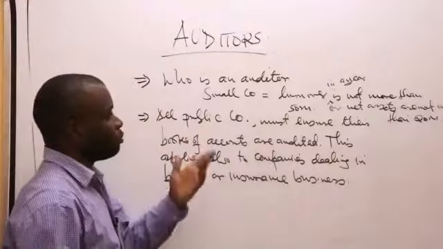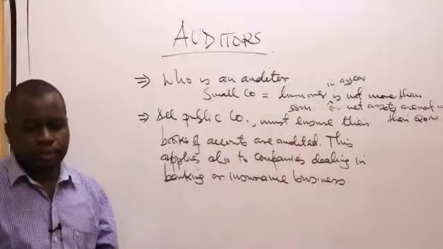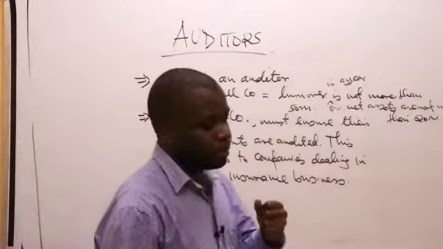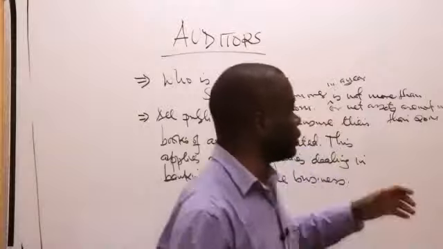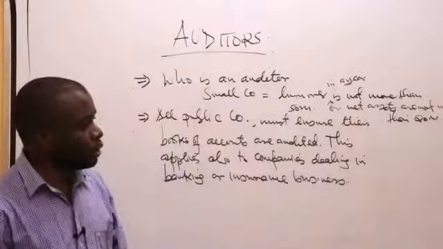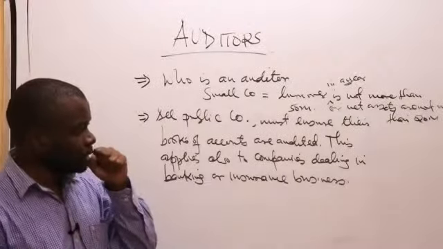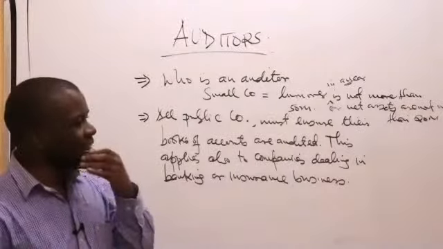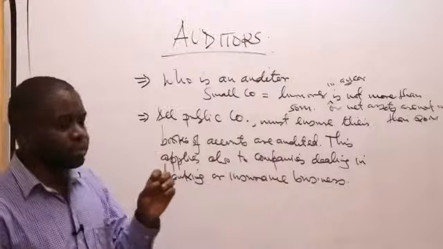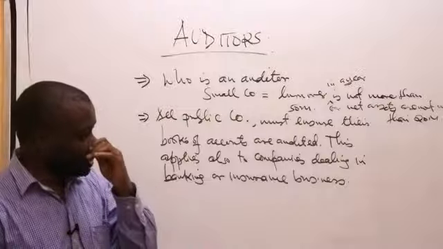So it is a small private company. If its turnover is not more than 50 million shillings in a year, and turnover means your sales do not exceed 50 million, or your net assets are not more than 20 million, then you will be categorized as a small company. For small private companies, it is not a must for their books of accounts to be audited.